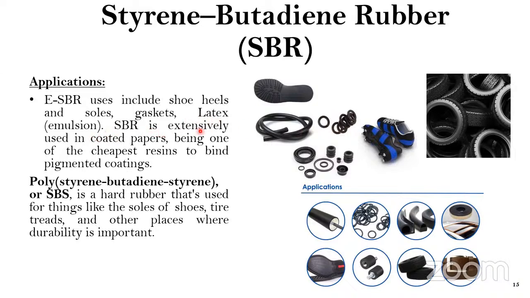Latex SBR is extensively used in coated paper, being one of the cheapest resins to bind the pigment coating. It is also used for sticking. They also use it for binding, book binding and everything. There also this emulsion SBR is used, so they can properly bind.